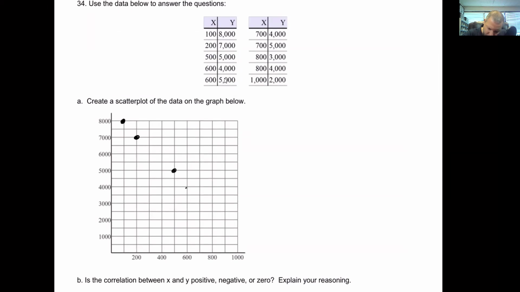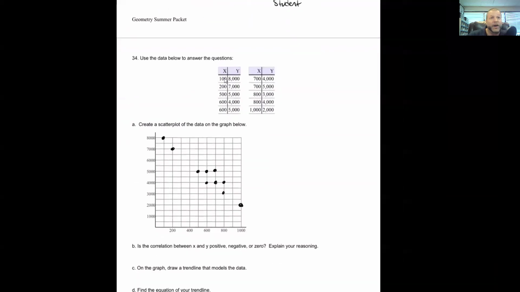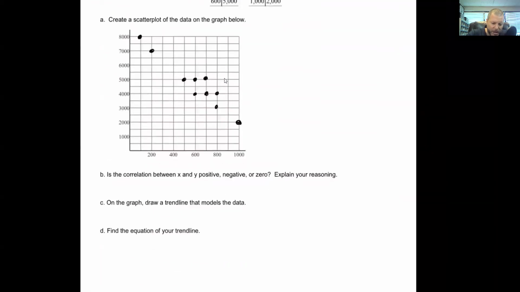600, 4,000. At least they put them kind of in order. That's kind of nice of them. 600, 5,000, 700, 4,000, 700, 5,000, 800, 3,000, 800, 4,000, and 1,000, 2,000. All right, so those would be our points if we were to graph them out. That's our scatter plot.